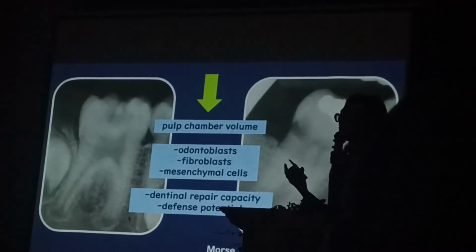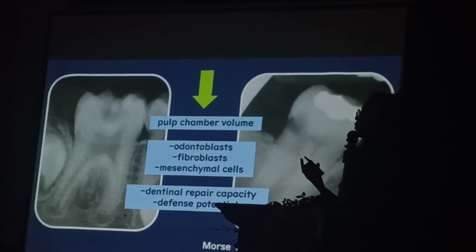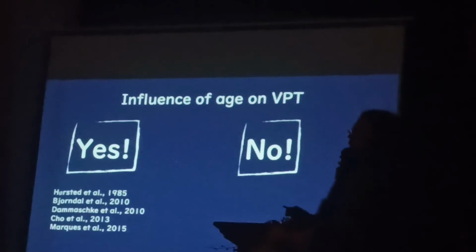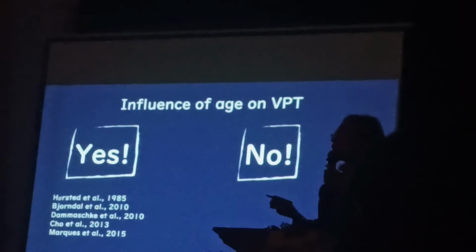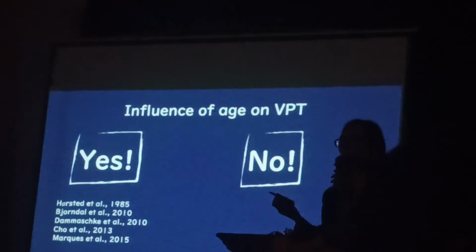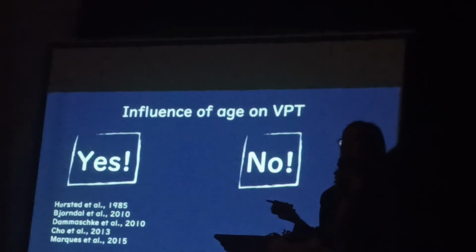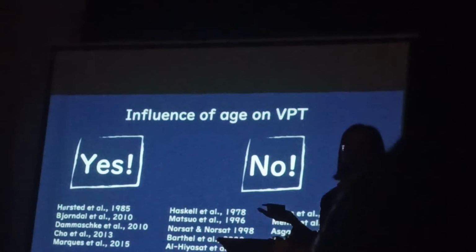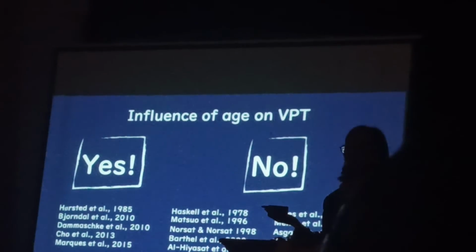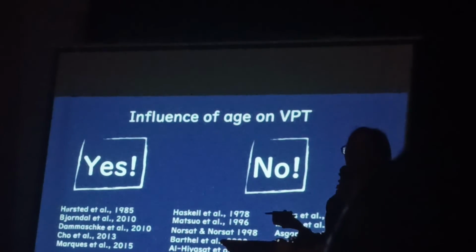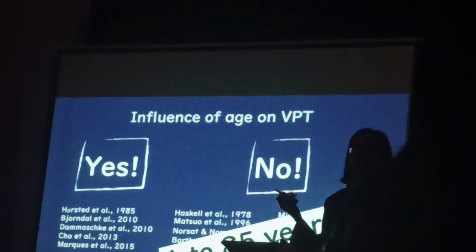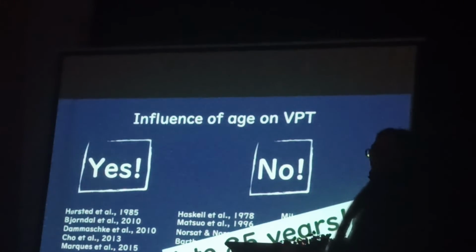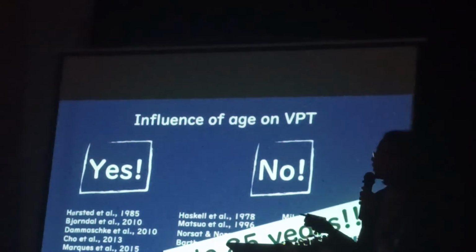And that will also lead to, because they are old, it will lead to increase in repair capacity and defense potential. But several studies have shown conflicting results. Some people say age has influence on BPT success, but a lot more right now show that it doesn't matter how old you are, you still can get success with vital therapy. And they do that from 6 to 85 years old. So I still have the chance with vital therapy, okay?